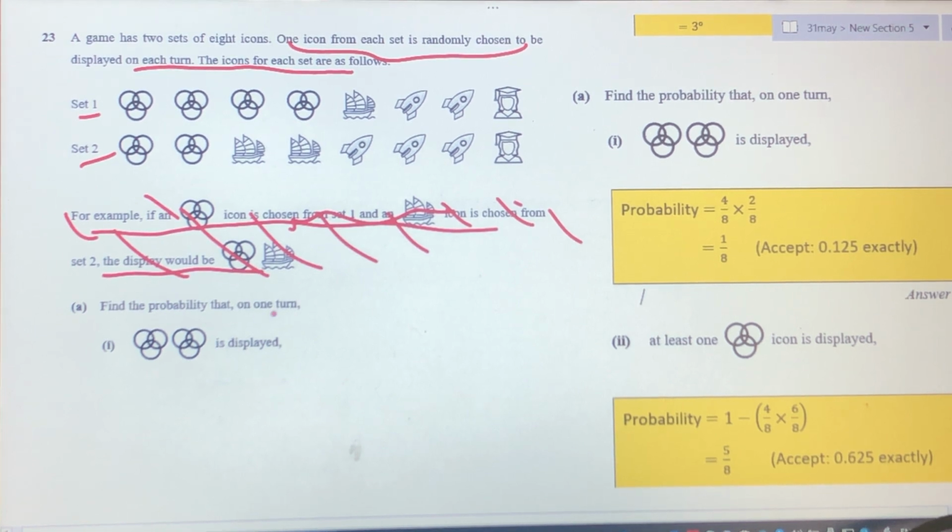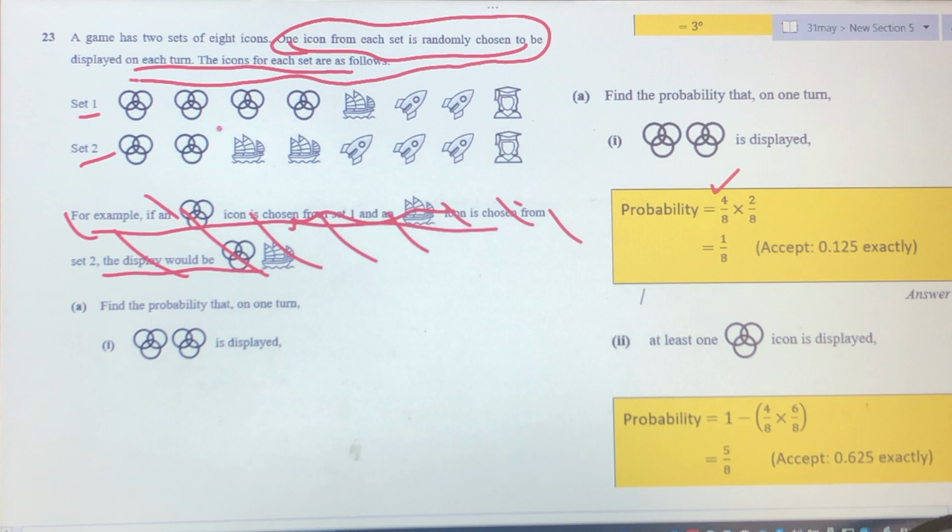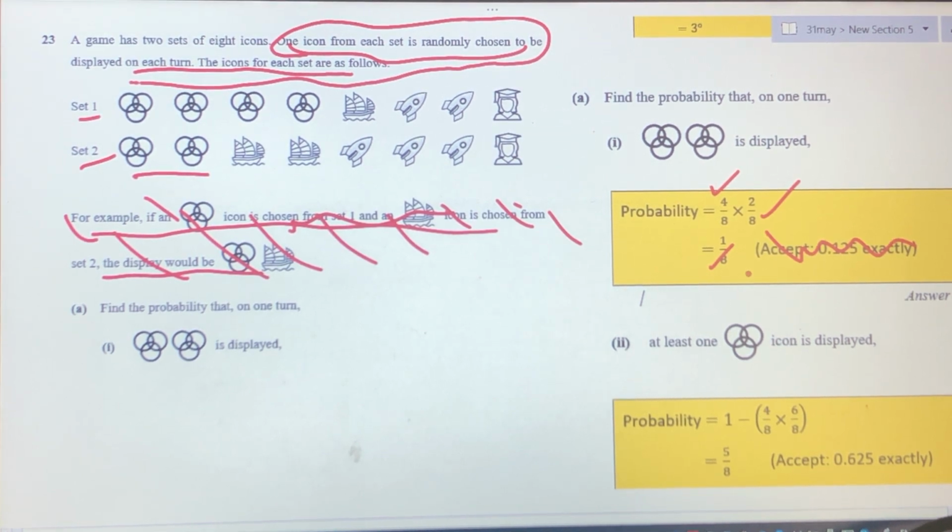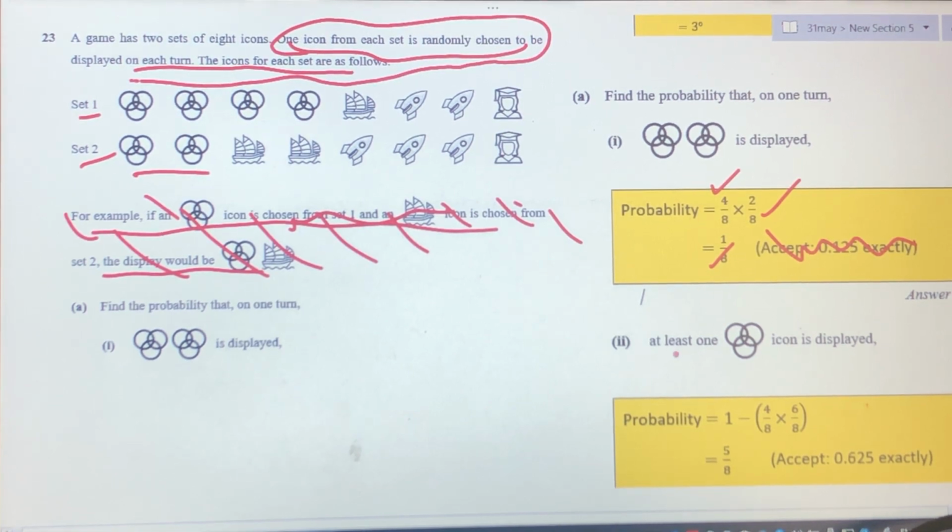Okay, find the probability that on one turn you draw exactly what they say here. Okay, you draw this icon and this icon. So for the first, there are 4 here, so it's 4 out of 8. Finish. Followed by 2 out of 8. Finish. That's all. Okay, try to give a fraction answer, the exact answer.